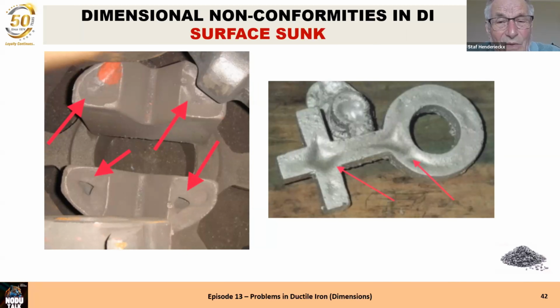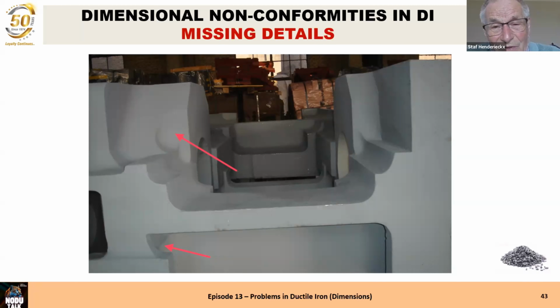Many times, if the wall thickness is still thick enough, some customers will accept it. If the wall thickness is not thick enough anymore, when they machine it, then it will be scrapped, especially for wall thicknesses. This is a fairly big casting. It was 12 ton in ferritic ductile iron.